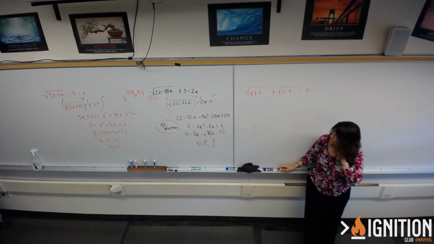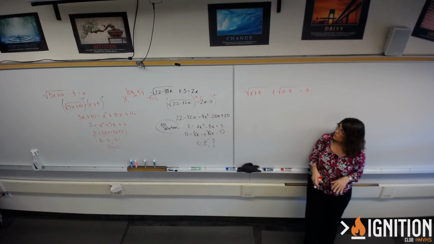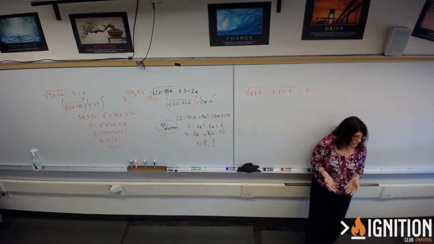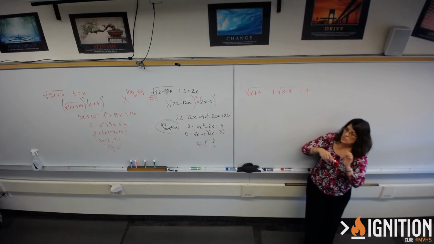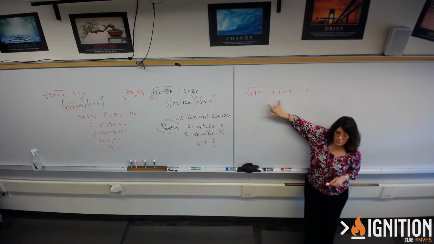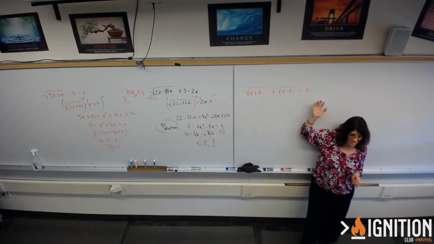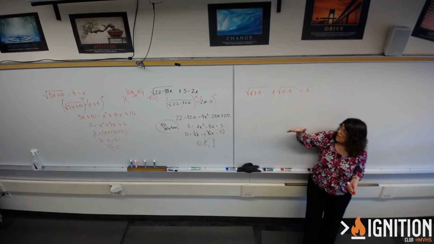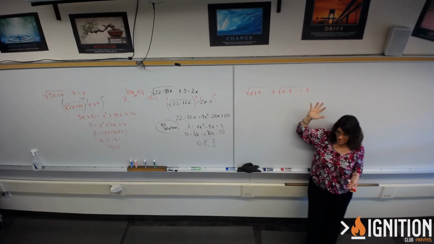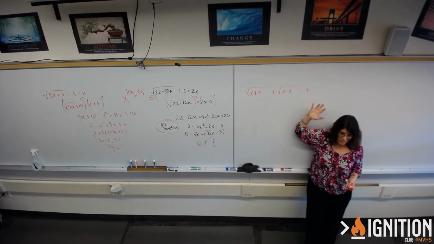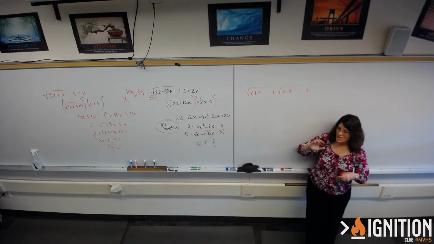Okay, wait, time out. You could, if you wanted to, square both sides now. When you square both sides, you're still going to be left with a radical in the middle. But that's nice, but 4 squared is 16. Square both sides, still have a radical in the middle.